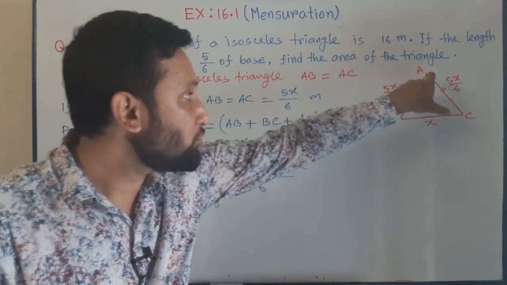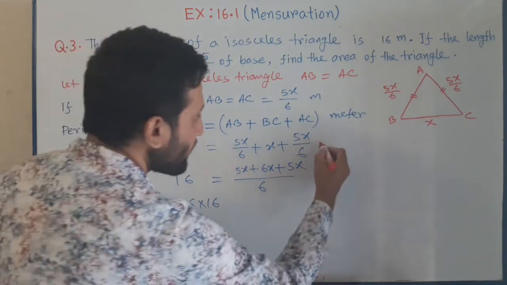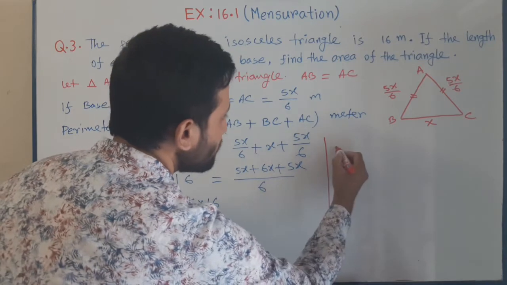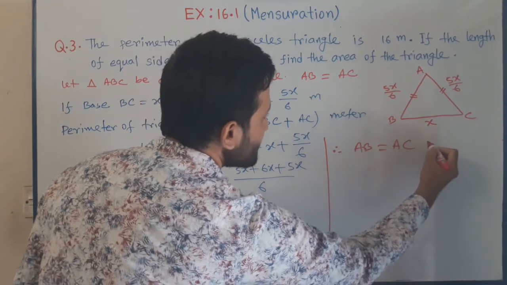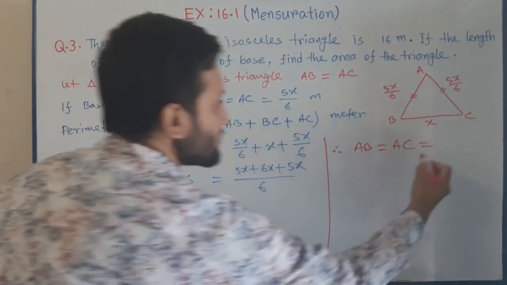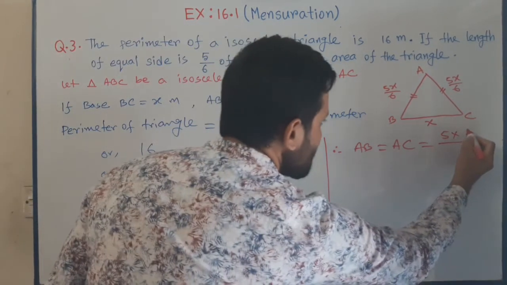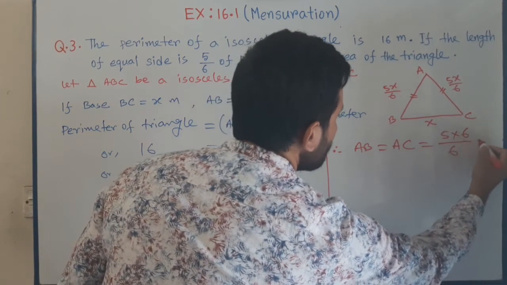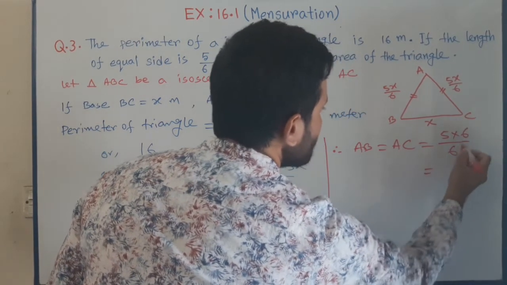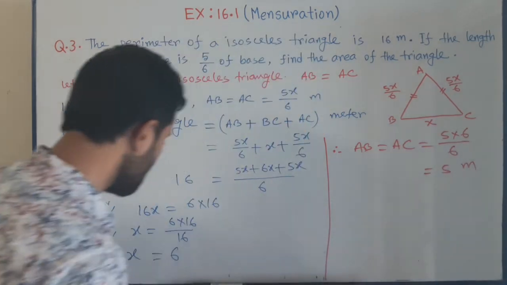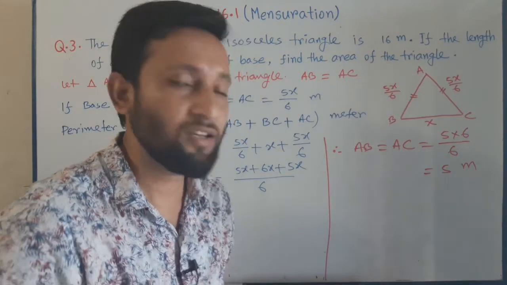So we can find the other two equal side values. Therefore, we can write the equal sides AB and AC equal 5x by 6. So 5 into x, the value of x is 6, so 5 into 6 divided by 6. 6 and 6 cancel, that means 5 meter. So the equal side length of AB and AC is 5 meter.